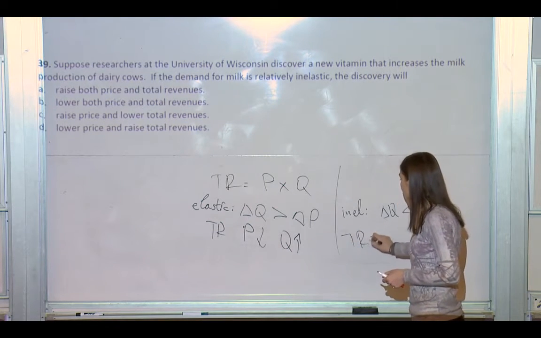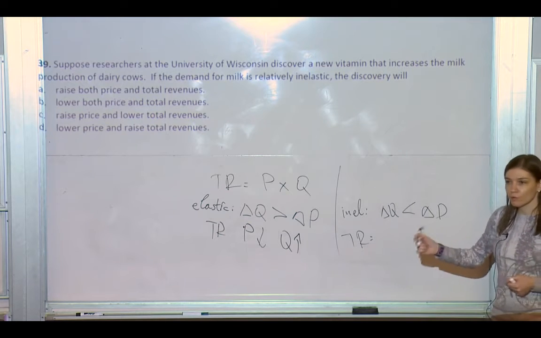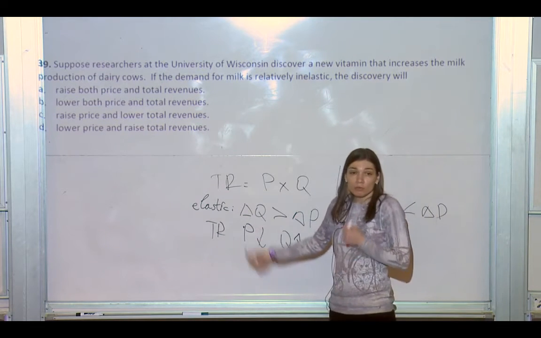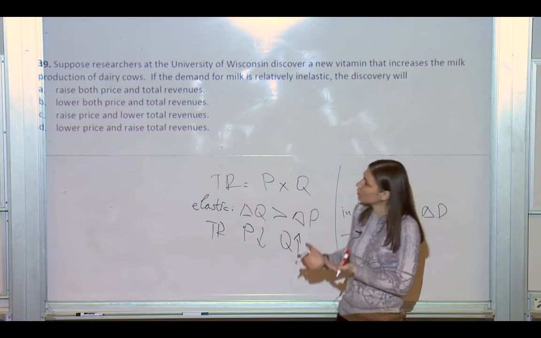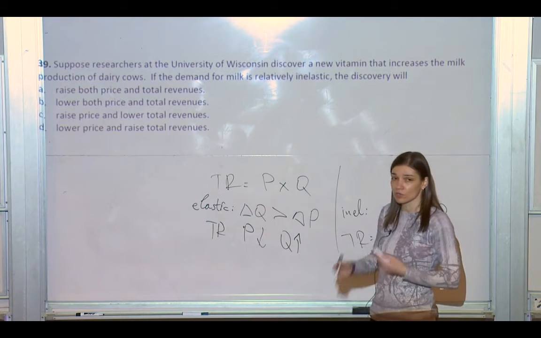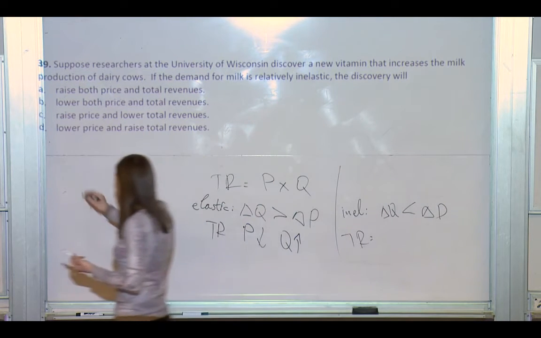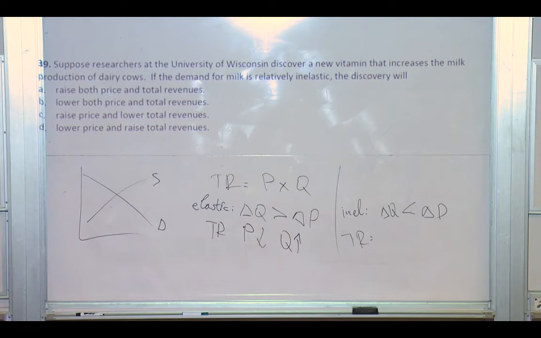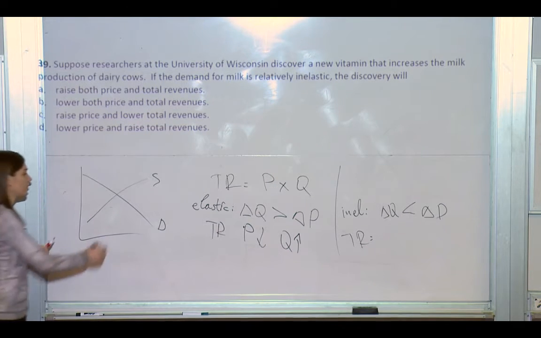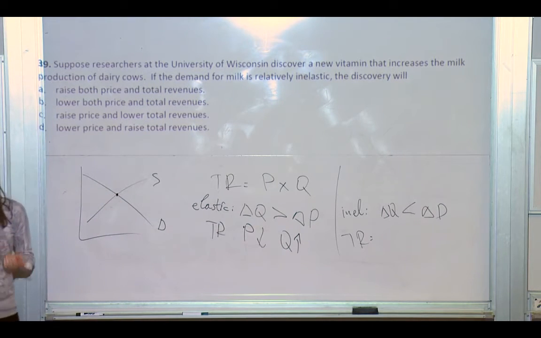So the question is again, what's the effect on total revenue? The total revenue effect is going to depend on whether there's an increase or decrease in price. And there's no clear way that's identified in this question, so I need to figure it out. Let's figure it out by just looking at supply and demand. This is the market for milk. A new vitamin that increases the milk production of dairy cows. What's going to happen? Shift, movement, what's going on here? Supply. Shifting supply, higher supply now, right? So a shift to the right.